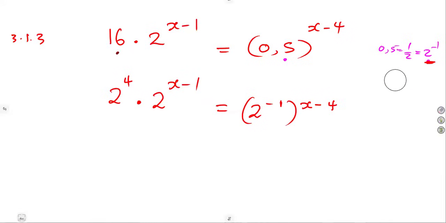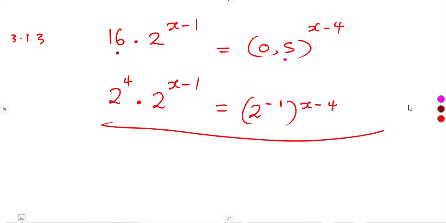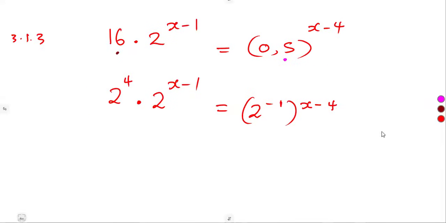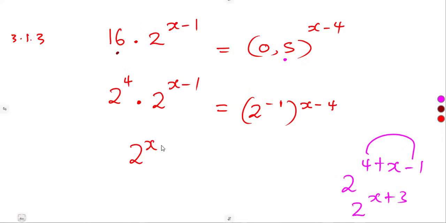So this is what we have. At least, guys, we can see some hope because we have the same base of 2. But let us simplify first. Let us have a single base on the left-hand side, a product of the same base. Remember, you add the exponents. So it was supposed to be 2 to the exponent of 4 plus x minus 1. So 4 minus 1 is 3. So that was going to be 2 to the exponent of x plus 3.